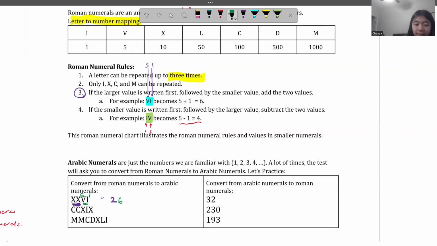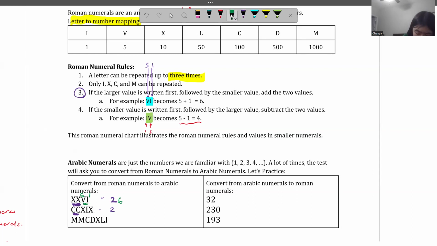So moving on to the next example. The Roman numeral CCXIX. First we notice that there are 2 C's right next to each other. The value of C is 100 from the table up here. So we know that we have 200 and then something else.